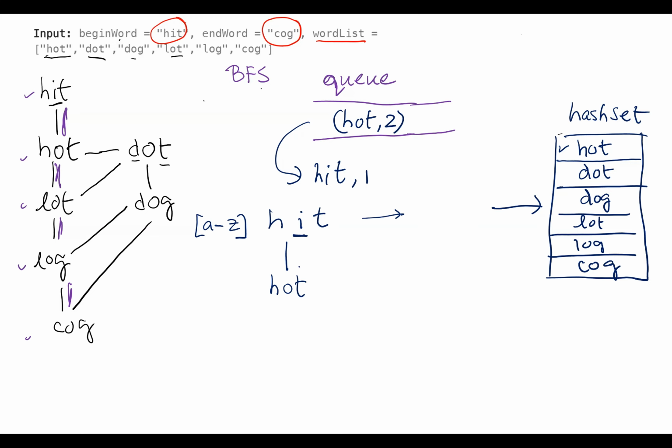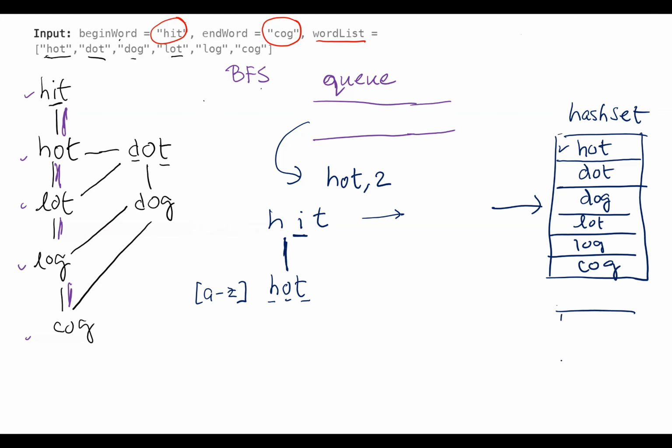And another thing is, how do I make sure that next time I take hot out, right, I take hot out, I will try to find the adjacent words to hot by doing the same thing, changing each of the characters to all characters from A to Z, right? And as you can see, hot may go back to hit, because if I change this one to I, this will go back to hit. So how do I make sure that I don't have a cycle in my traversal?